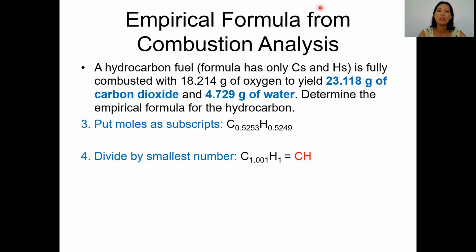Okay, that ends the 3 ways to calculate empirical formula. You'll have some practice in the activity worksheet as well as the homework.